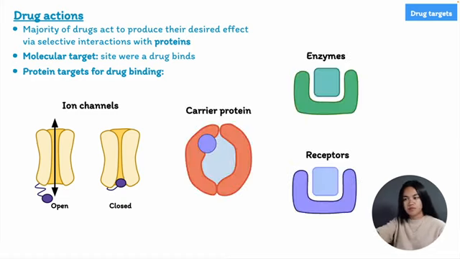Each of these targets plays an important role in cellular function and can be targeted by drugs to achieve therapeutic effects. So again, drugs can enhance the activity of a protein, inhibit it, or modify its normal function. So let's go through each of these 4 different types of proteins and use examples of how drugs can act on that type of target, starting with ion channels.